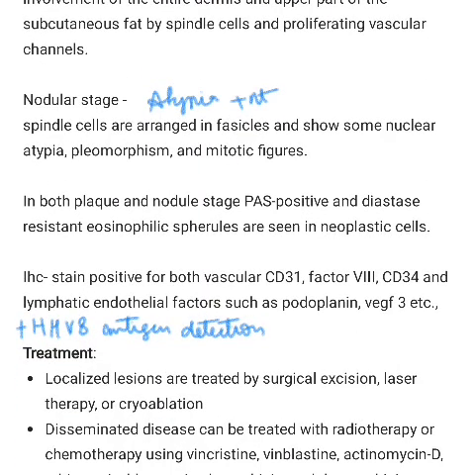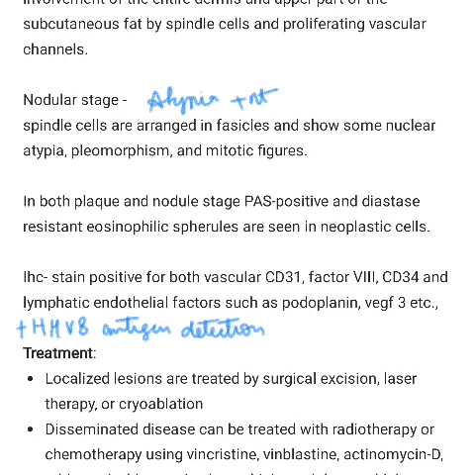Coming to the nodular stage, the spindle cells get arranged in fascicles and they show some nuclear atypia, pleomorphism and mitotic figures. In both plaque and nodular stages, PAS positive, that is periodic acid Schiff stain positive, and diastase resistant eosinophilic spherules are seen in neoplastic cells.